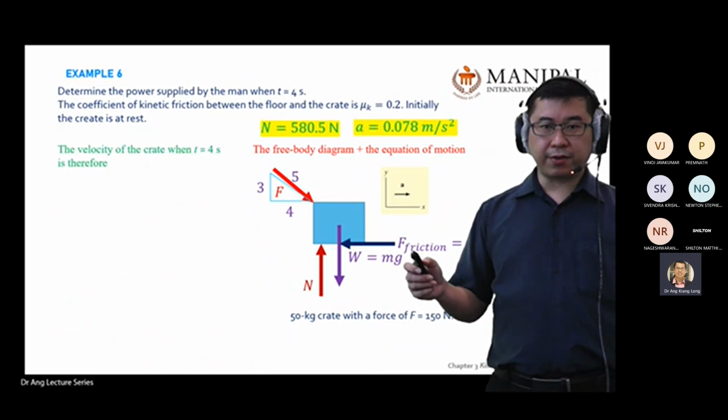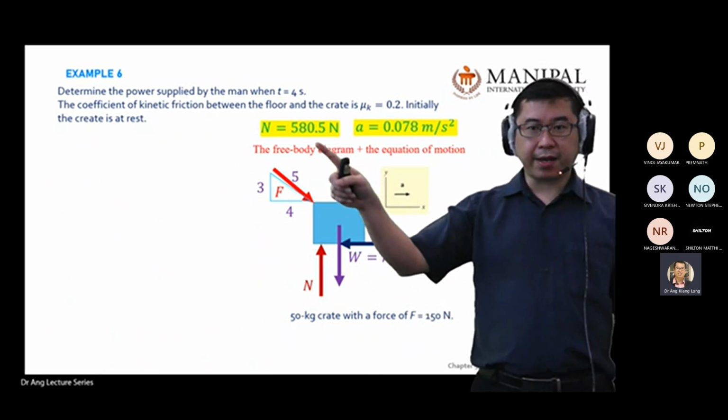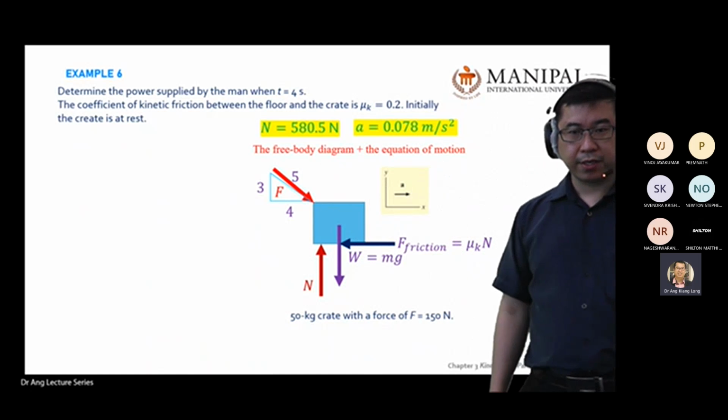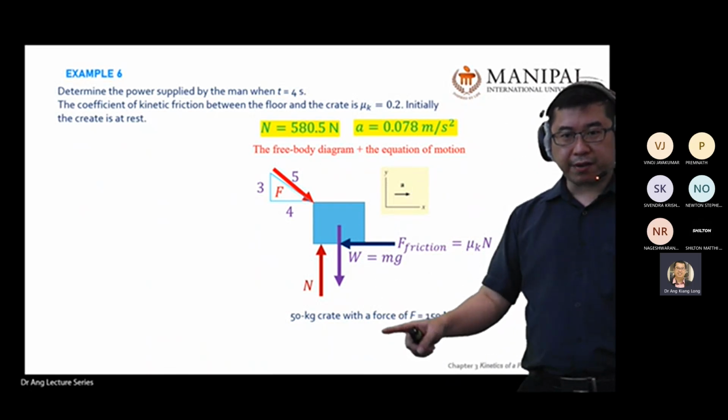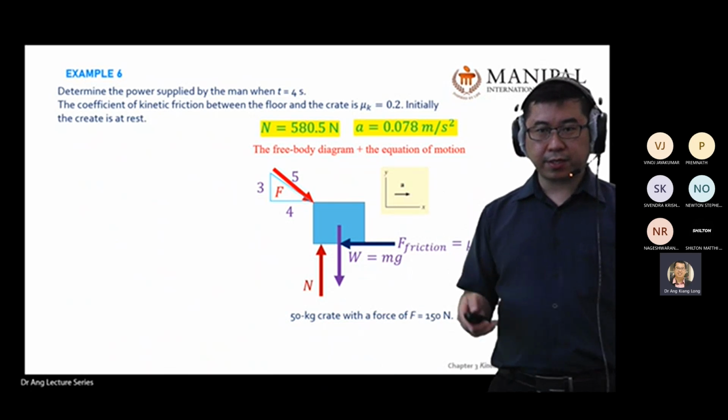I put the values just beside my diagram. I have my N, I have my a, I have my friction, I have my weight and my normal force, I have my acceleration.